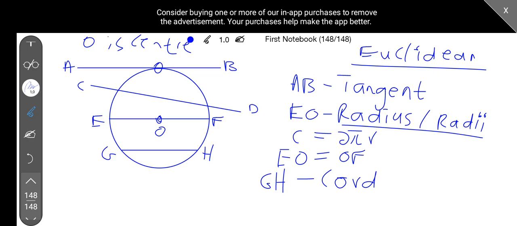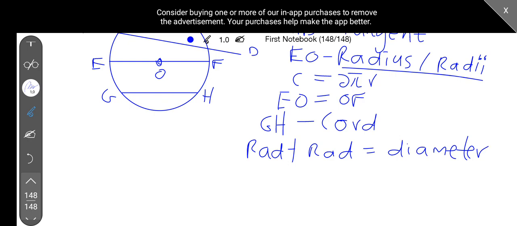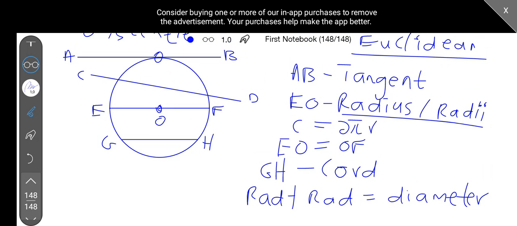And then let's look at EF. We said that EO and OF are called radii or radius. But what about when they are two? You should have heard this in the previous grades, that radius plus radius is equal to diameter. A diameter is a line that connects two points on a circle and passes through the center. So the major difference between a diameter and a chord is that a diameter passes through the center and a chord does not pass through the center.